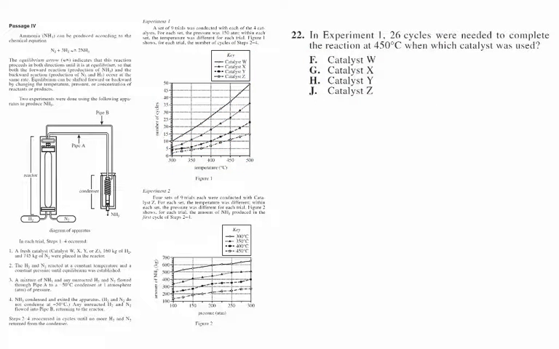In experiment 1, 26 cycles were needed to complete the reaction at 450 degrees Celsius when which catalyst was used? So we see 450 degrees, 26 cycles. We're at this catalyst right here, which is the triangle. So catalyst X. So your answer is G.